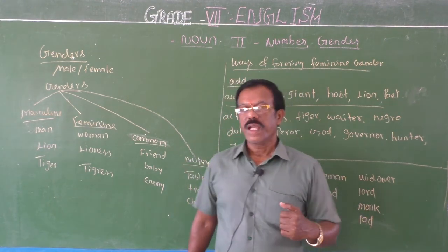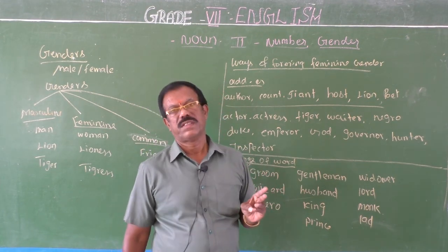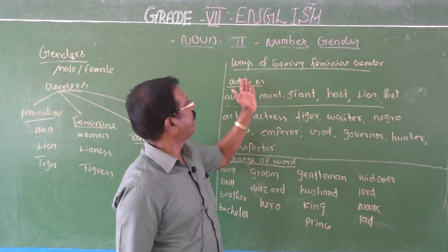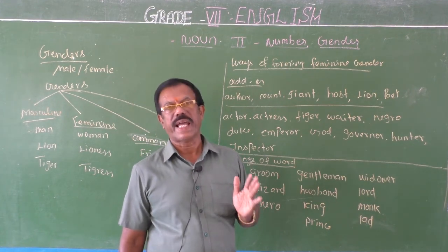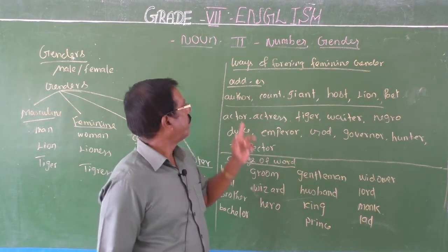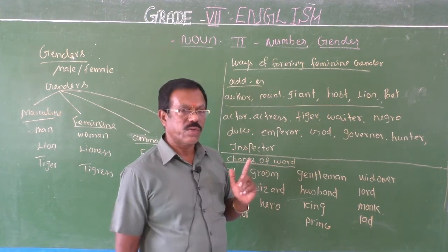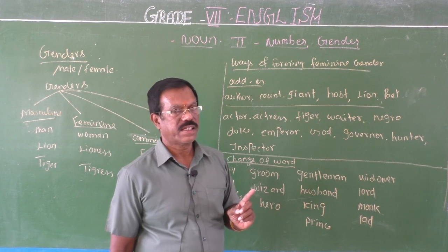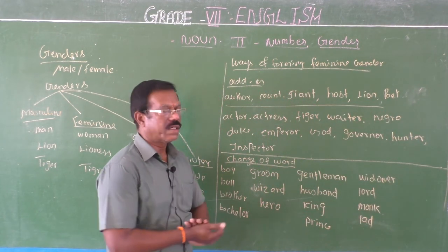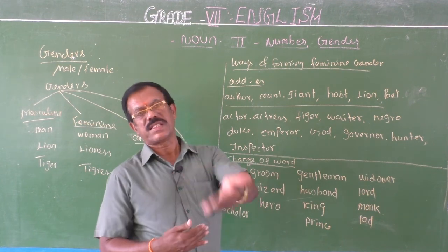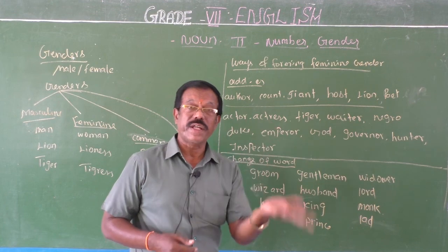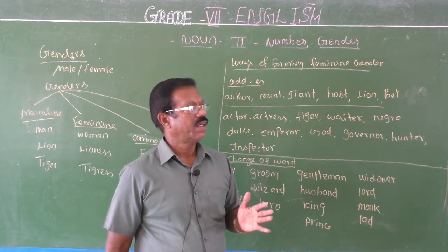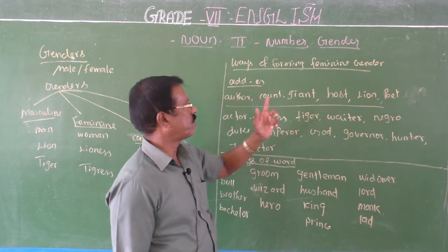Okay, fine. Then how are these feminine genders formed? There are some rules behind such things. Let me explain all such rules one by one. See, to begin with, most of the feminine genders are formed by adding ES to the masculine gender. For example, author, authoress. Count, countess. Giant, giantess. Host, hostess. Lion, lioness. Poet, poetess. So in most cases, feminine genders are formed by adding ES to the masculine gender.